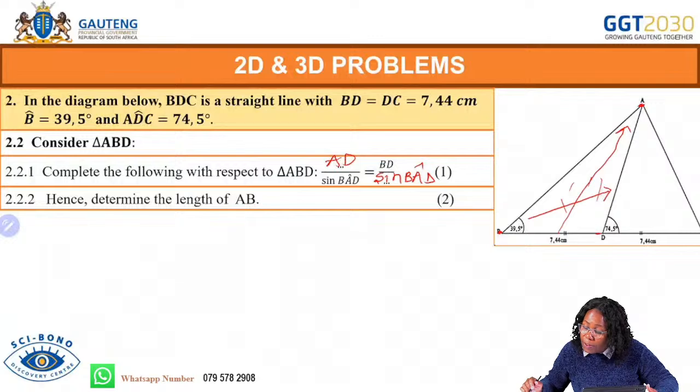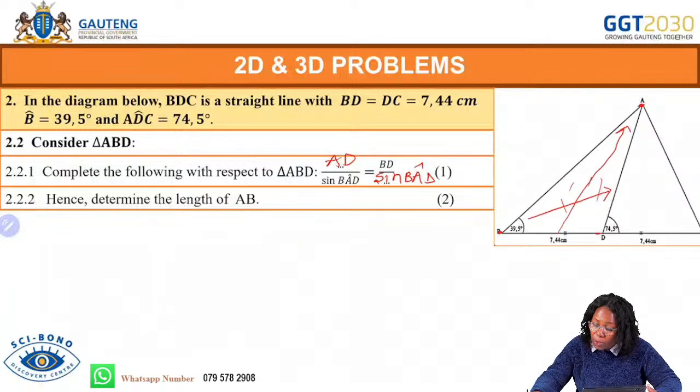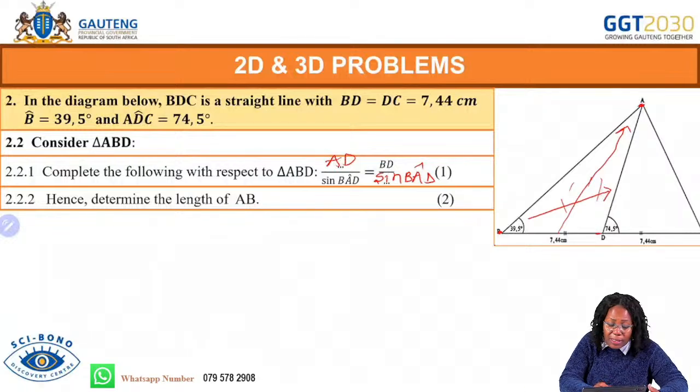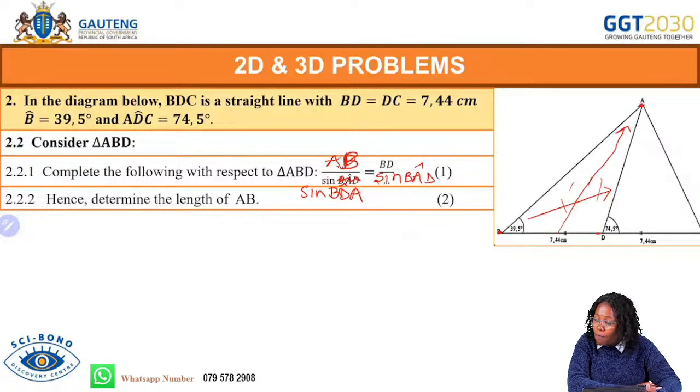Okay, complete the following with respect to... this was supposed to be BDA, not BAD. Angle BDA, the sine of angle BDA, and then on top there it will be AB over sine BDA. Okay, let's check again.